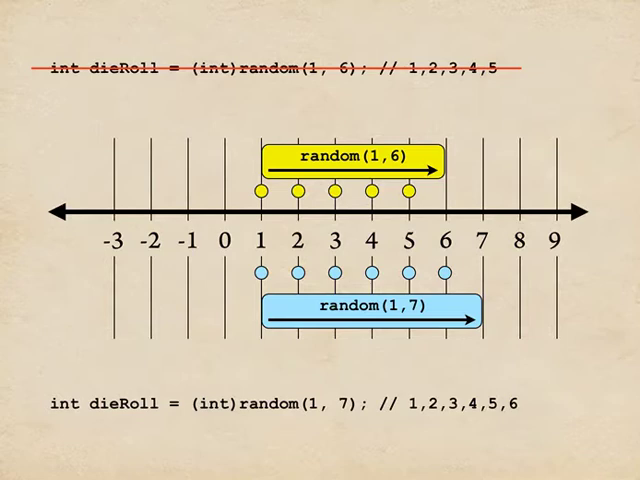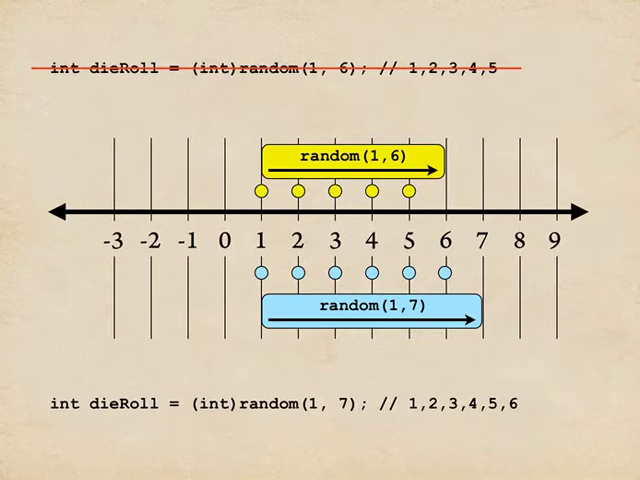So here's the template at the bottom. If you want a number between 1 and 6, you ask for a random number between 1 and 7, and you take the integer part of that. That's the recipe for the special case when you want to generate integers. When you want a floating point number, this tiny little discrepancy between what you're asking for and what you get back really doesn't make any difference at all.